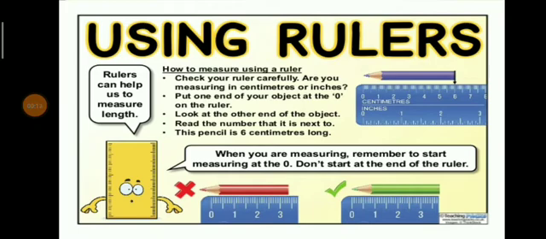Students, let us measure the pencil. Students, when you are measuring, remember to start measuring at the zero. Don't start at the end of the ruler. So, as you can see, the pencil is 6 centimeters long.